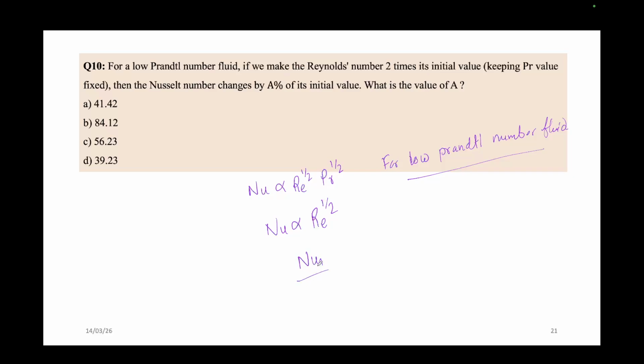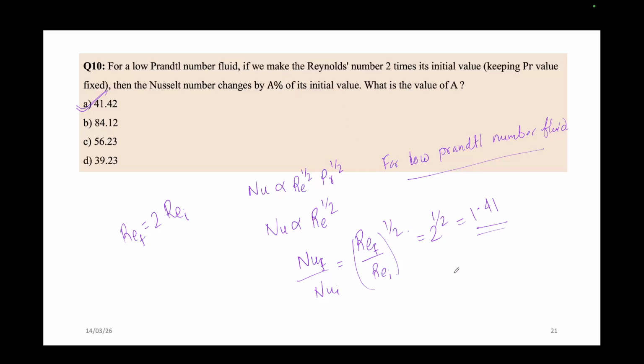So I can write: Nusselt number final by Nusselt number initial should be equal to Reynolds number final by Reynolds number initial to the power half. So what is given here? Reynolds number final should be 2 times the Reynolds number initial. So it is basically 2 to the power half. So root 2 is 1.41. Okay, so that is the value. So what is the value of a%? The Nusselt number increases by a%. So clearly it is visible that the ratio is 1.41. That means it is around 41% more. So the correct option is option A.